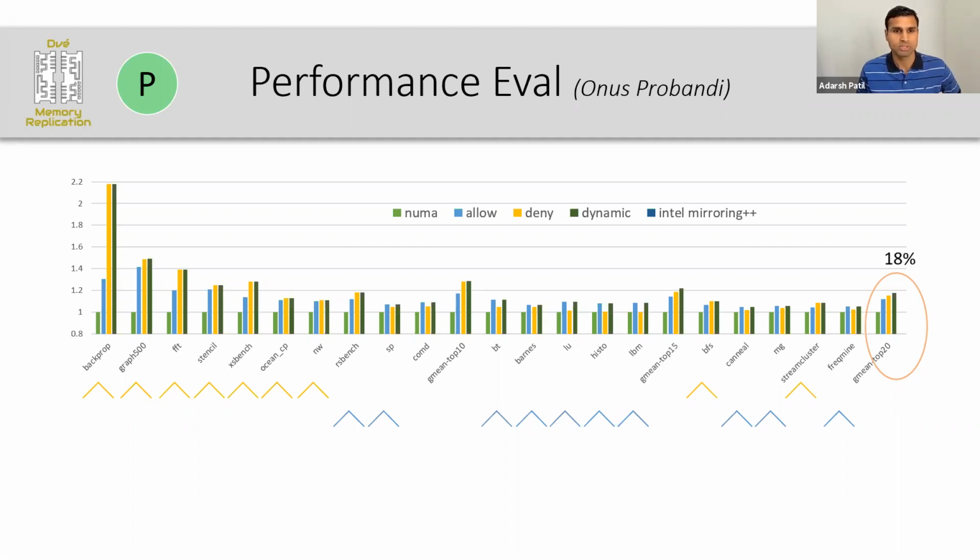DWE also proposes to use a set dueling-like approach to profile and detect the best performing protocol. This dynamic protocol performs 18% better than the baseline over all the workloads. Lastly, compared to the Intel mirroring plus scheme, DWE's coherent replication technique allows avoiding inter-socket latencies by providing socket-local reads. Thus, DWE provides a 13% better performance than the Intel mirroring scheme.